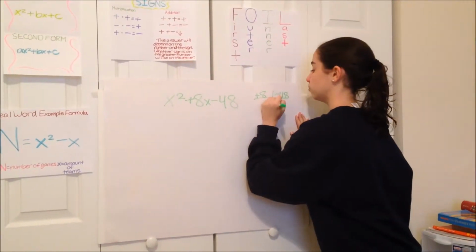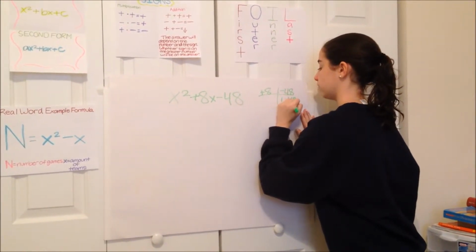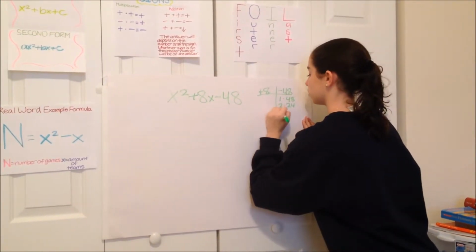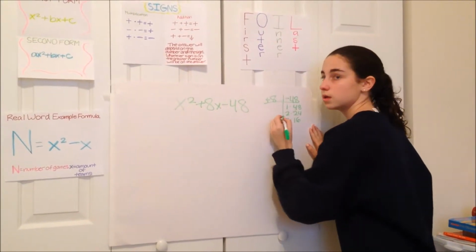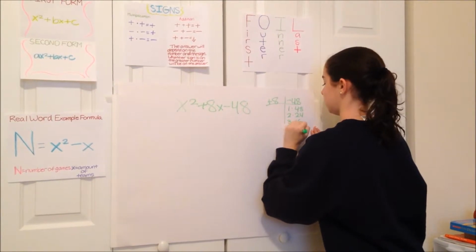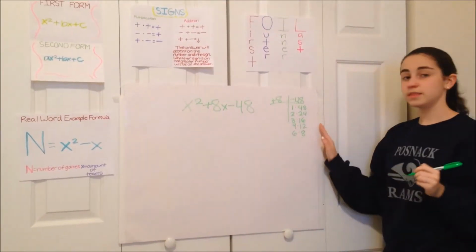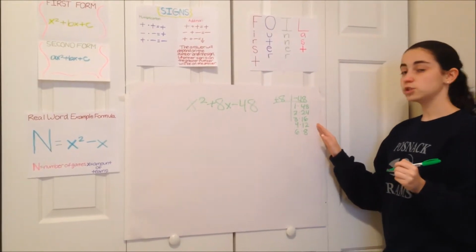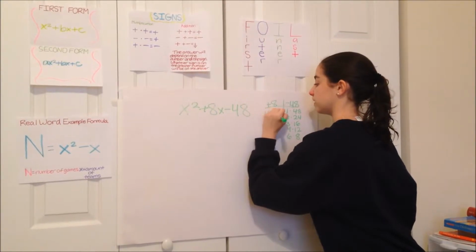So that's going to include 1 times 48, 2 times 24, 3 times 16, 4 times 12, and 6 times 8. Now, looking at the list, you can tell that 4 and 12 are the closest to 8. So I'm going to put the 4 and the 12 here.